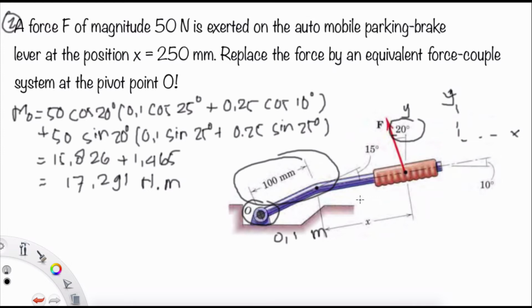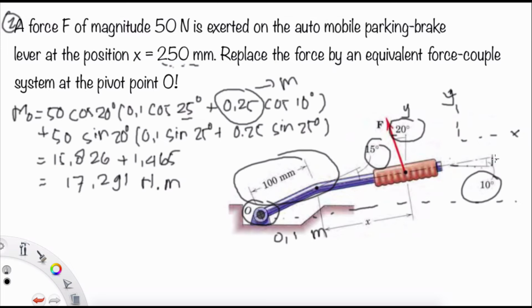Where does the cos 25 come from? The cos 25 is coming from this one. It's 15 plus 10 degrees. It will be 25 because the angle is different here. Actually, there is plus 0.25, and 0.25 is the distance from the given information, converted to meters. Cos 10 here.